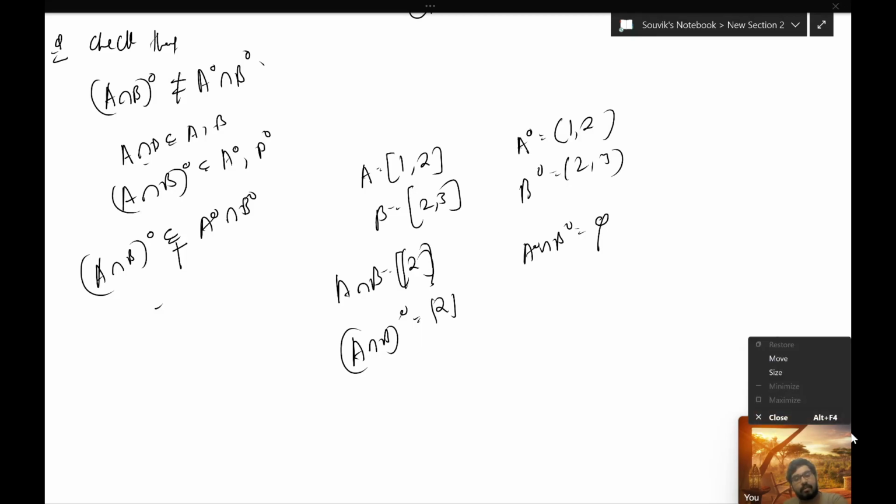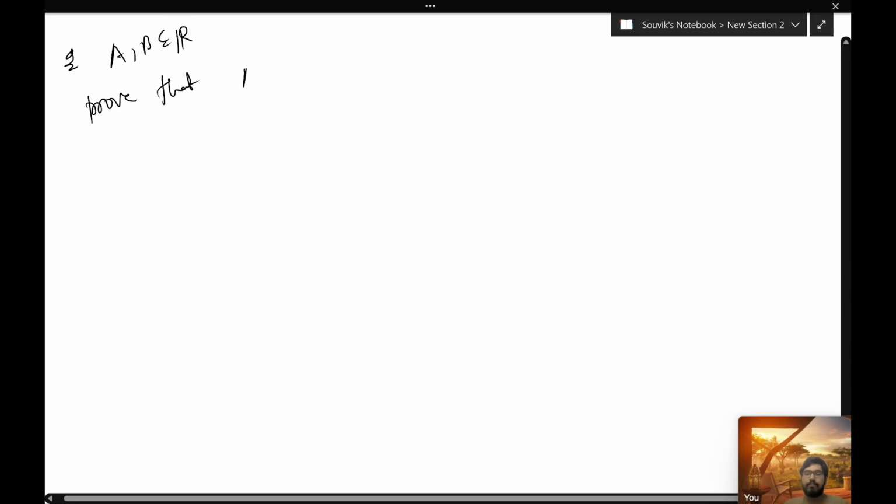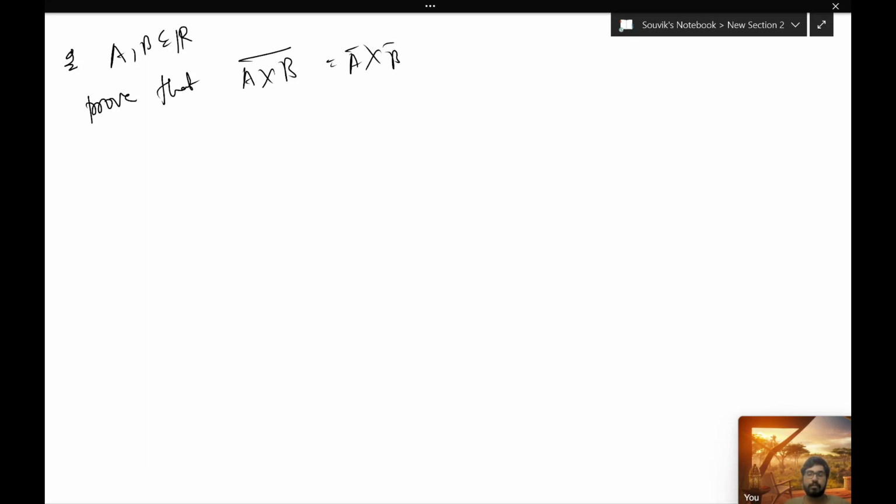Also, there is one fact you can prove: suppose A, B are subsets of R, prove that the closure of A cross B is equal to A closure cross B closure. How can we prove this?